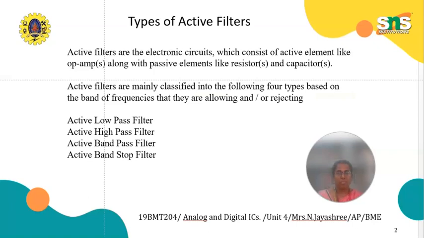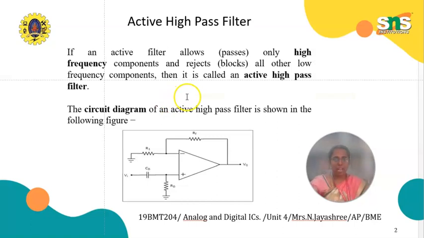Active filters are mainly classified into the following 4 types based on the band of frequencies that they allow or reject. So, high pass filter: if an active filter allows only high frequency components and rejects all the low frequency components, then it is called an active high pass filter. The circuit diagram of an active high pass filter is shown in this figure.